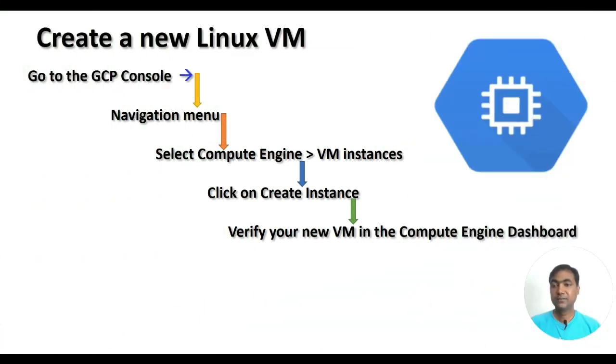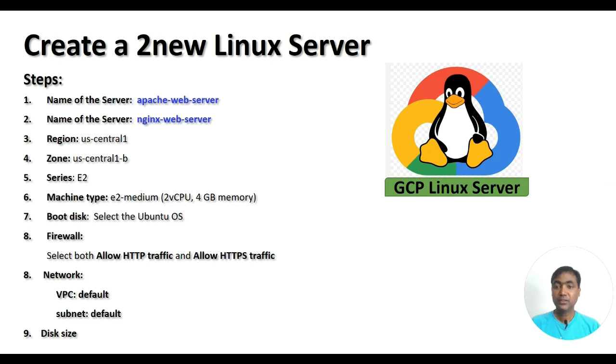As you can see here, these are the steps that you can follow to create a new Linux server using the GCP console portal. First of all, I'll create two new Linux servers with the names Apache web server and Nginx web server so that you can easily understand all the steps for Apache web server and Nginx web server. I'll create both web servers in the US Central 1 region. As you can see here, these are the prerequisites required to create a new Linux server using the GCP console portal.